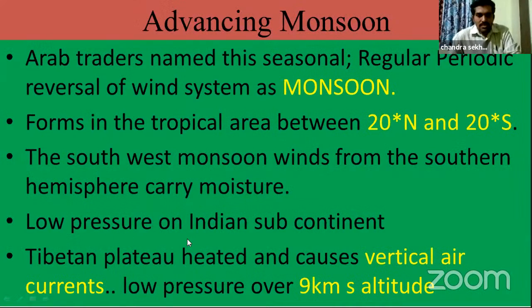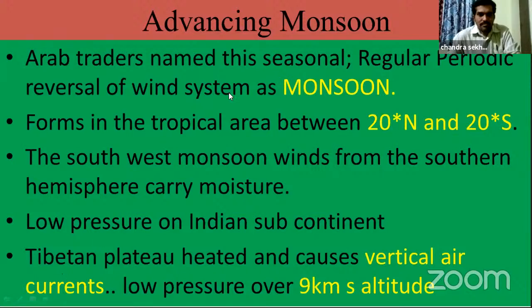So there is low pressure on the Indian subcontinent. Because of the low pressure on the Indian subcontinent in summer season, these winds come to fill up that gap from the high pressure which is there in the Indian Ocean. Always the winds blow from high pressure area to low pressure area. To fill up that gap on the Indian subcontinent, the winds are coming from the Indian Ocean.